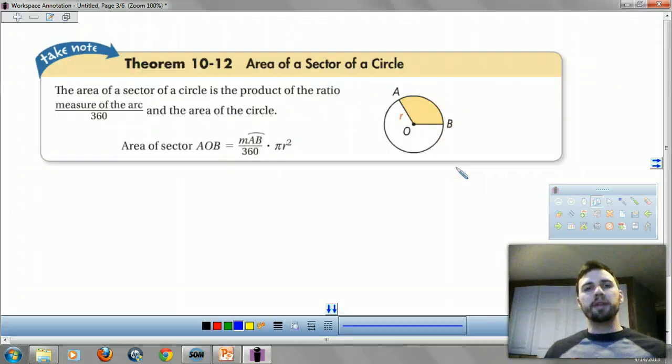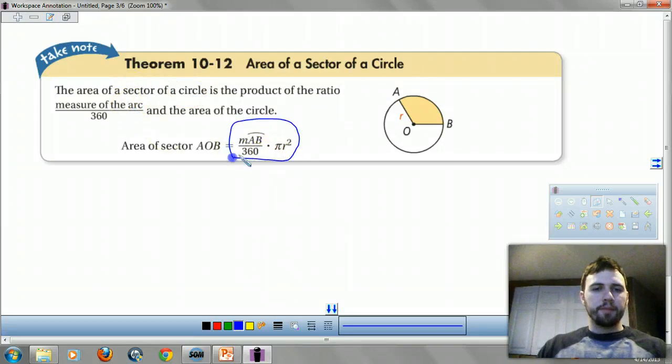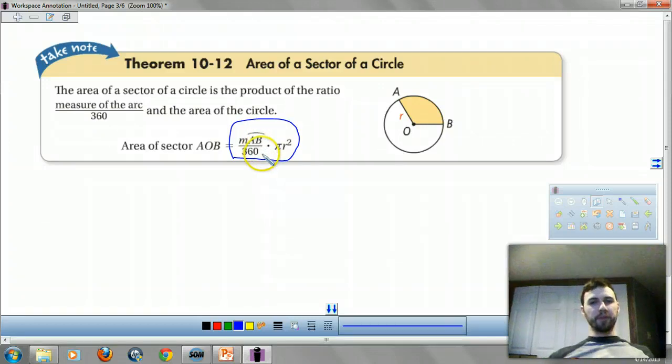Now, do you guys remember when we did arc length before? You just took your degree over 360 times the circumference. Now for area of a sector, you're just going to go degree over 360 times the area of your circle. Right? So again, the measure of your arc divided by 360 times your area, and that gives you this whole shaded region right here.